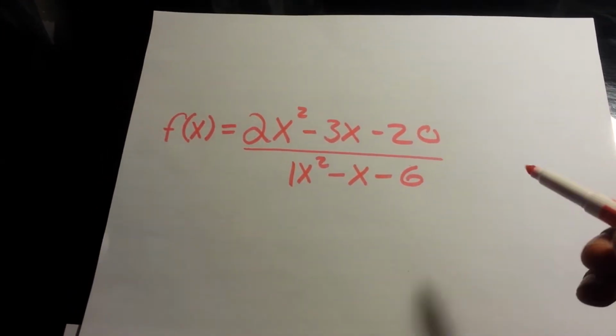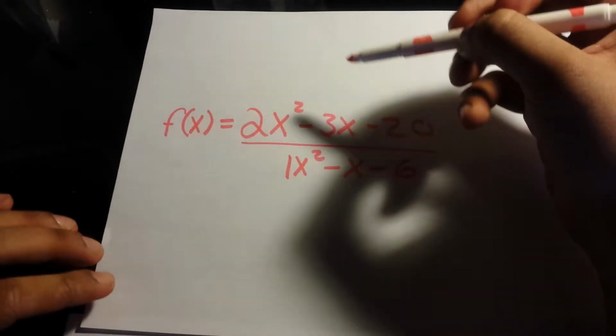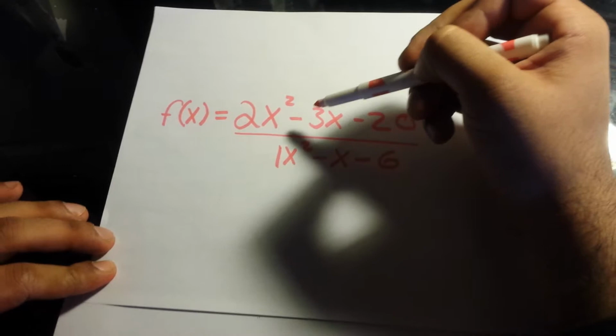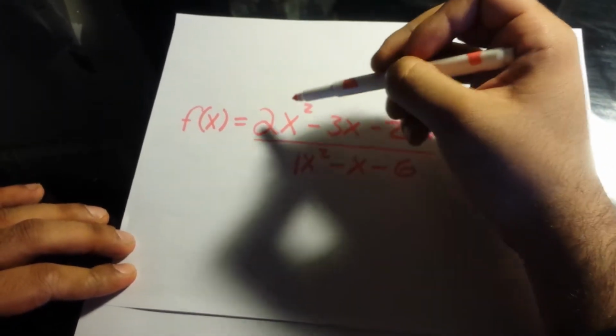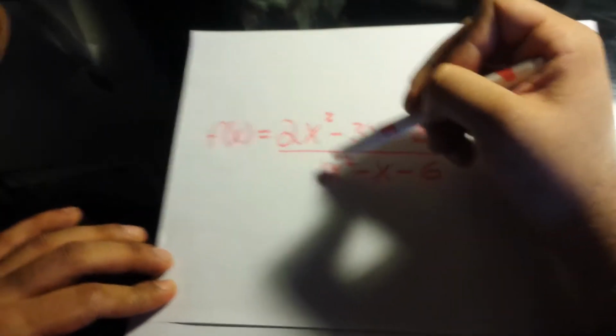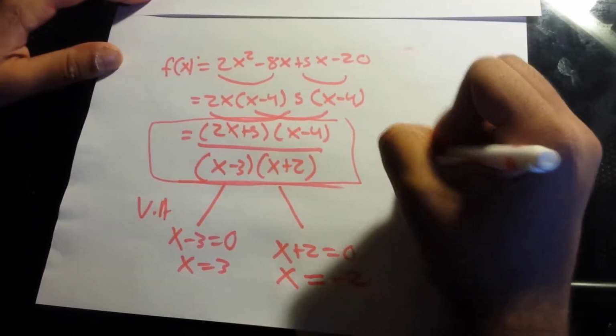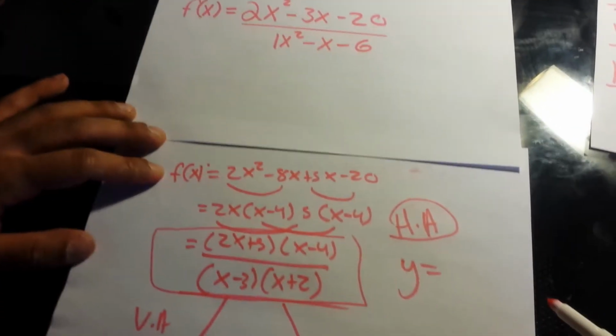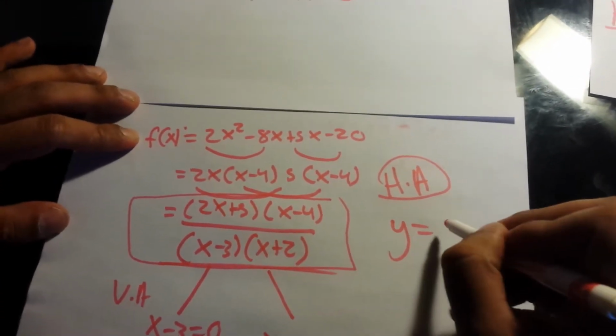For the horizontal asymptote, what you have to do is find the degree of both the top and the bottom. In this case, they're both 2, which means that all you have to do is make a ratio of the top and the bottom. So right here we have a 2, and on the bottom we have a 1, which makes it, sorry, that makes the horizontal asymptote y equals 2.